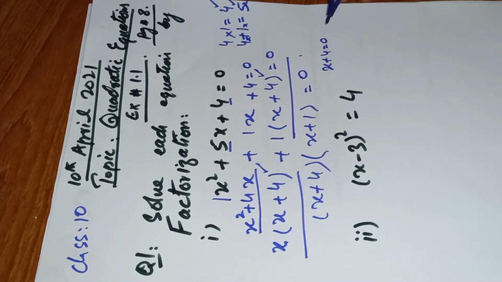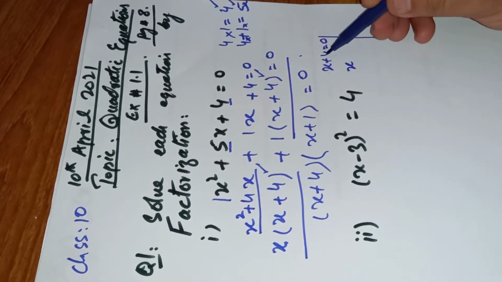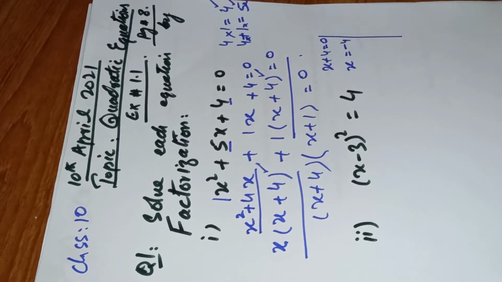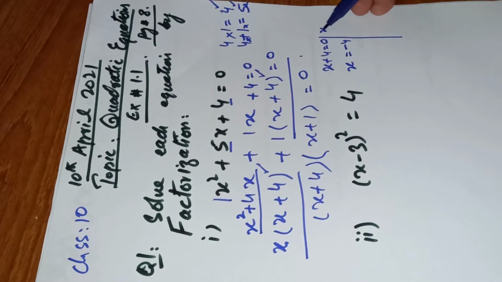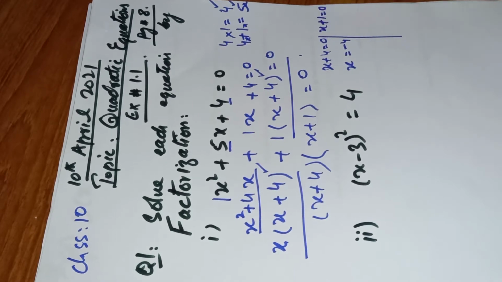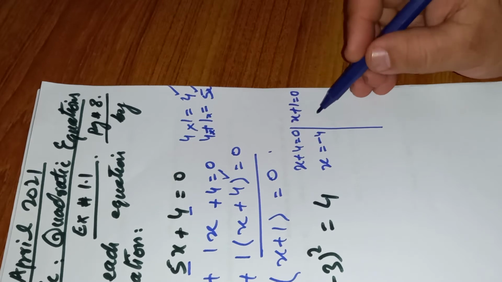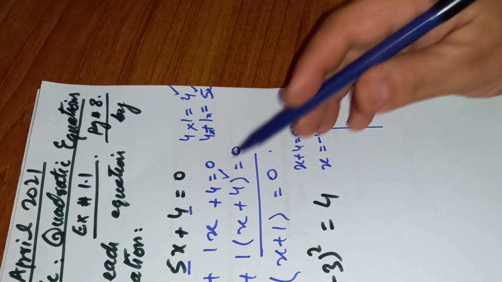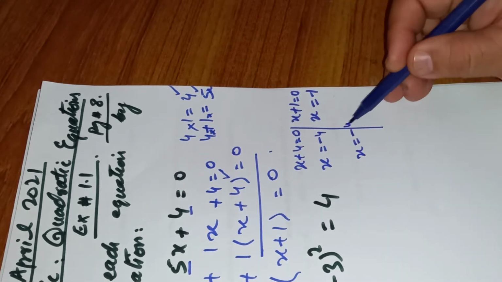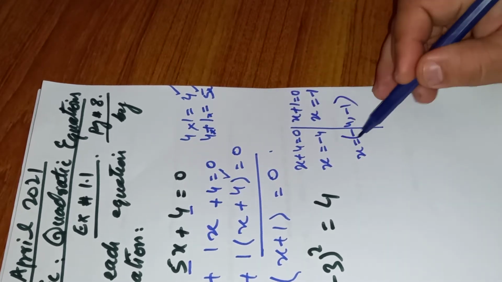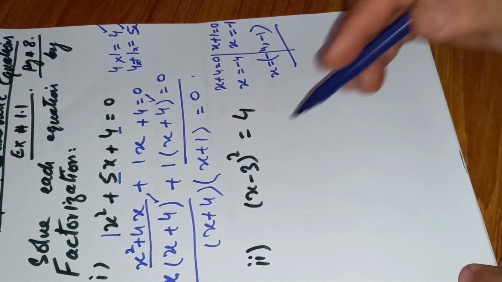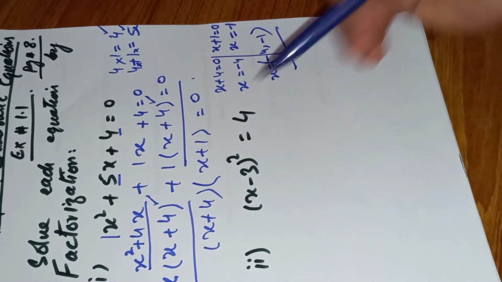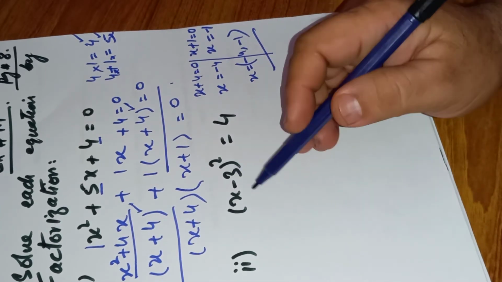So when x plus 4 equals 0, the plus 4, when it goes to the other side, will become minus 4. So this is one root of this equation, and we have x plus 1 equal to 0, and this plus 1 on the other side is minus 1. So this equation has two roots, that is minus 4 and minus 1. That's the solution.